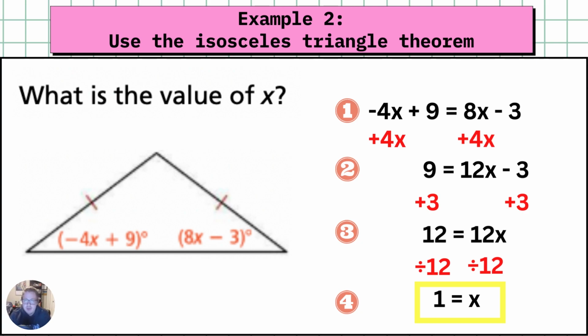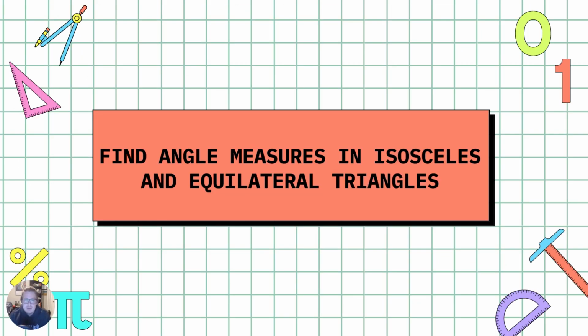So I add 4x to both sides. You can see that in step 1. Okay, so it's going to give me 9 is equal to 12x minus 3. And then I can go into step 3, right? All I have to do is add 3 on both sides to get 12x by itself. That's going to give me 12 is equal to 12x. Last thing I have to do here, divide by 12 on both sides, and I get x is equal to 1, right? Easy enough.